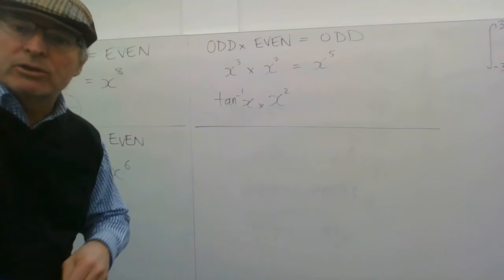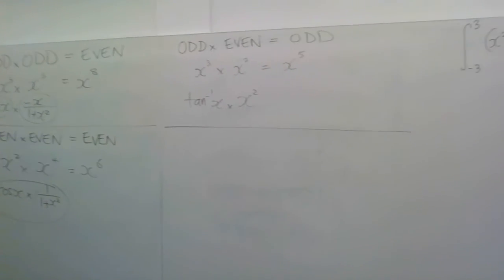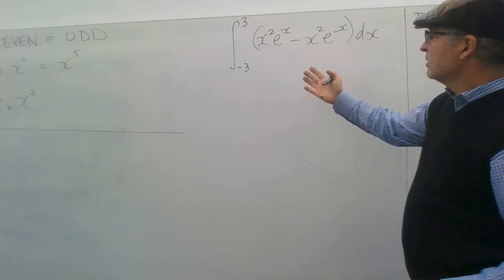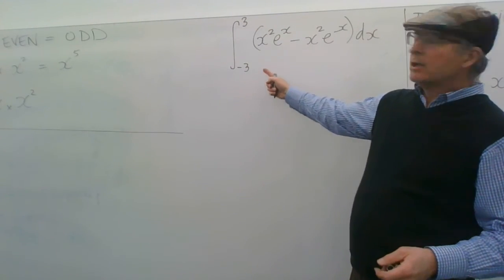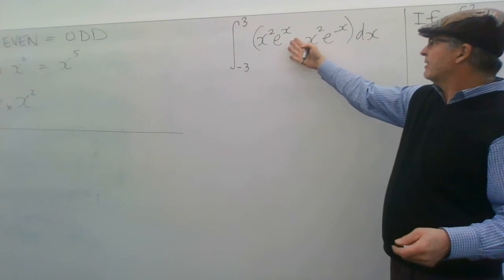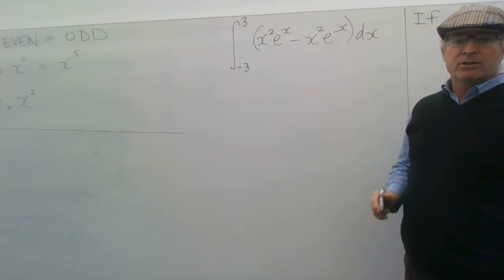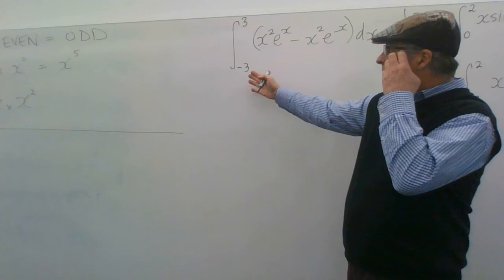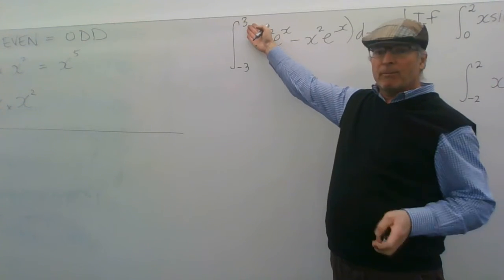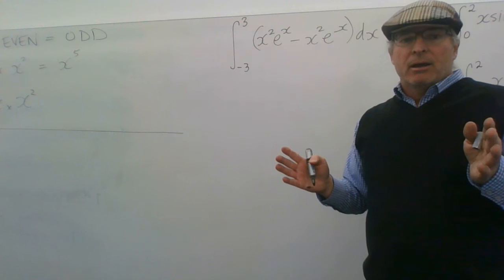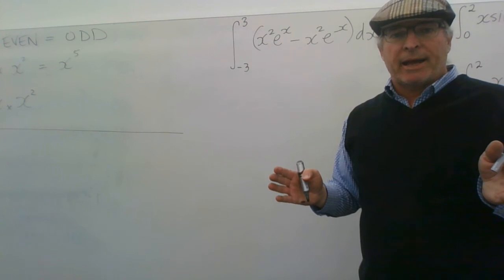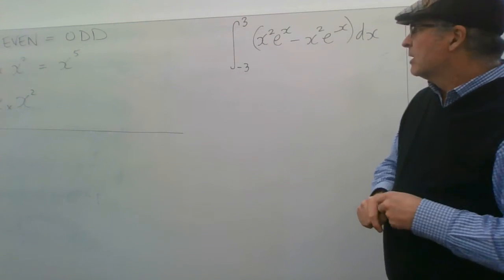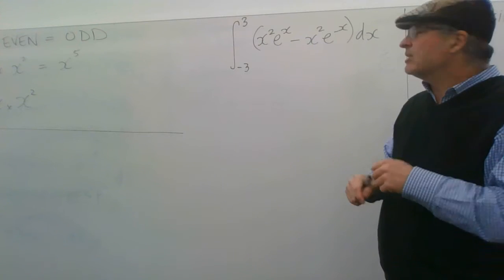Now, why is it useful to know this? Because you might be faced with a question like this. What's the integral from minus 3 to 3 of x squared e to the x minus x squared e to the minus x? It might look a reasonably complicated thing to have to integrate. But if it goes from the same number but negative to positive, numerically symmetrically about the y-axis, you need to have your suspicions up that it could have to do with it being odd or even. So I'm going to check if I've got myself an odd or an even function.